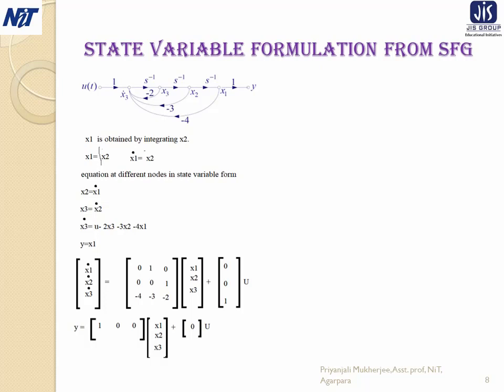So this one is the system matrix: 0, 1, 0, 0, 0, 1, -4, -3, -2. The B matrix is 0, 0, 1, a column matrix. C is always the row matrix, that is 1, 0, 0, and D is here a null matrix. So in this way, we can formulate the state variable form from the signal flow graph. And the same formula we can apply for the case of a block diagram also.